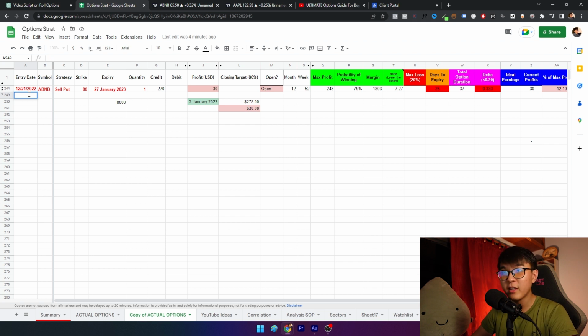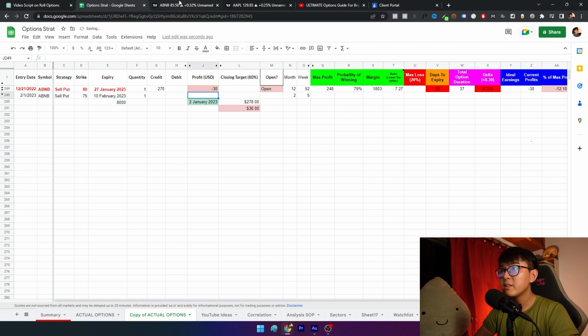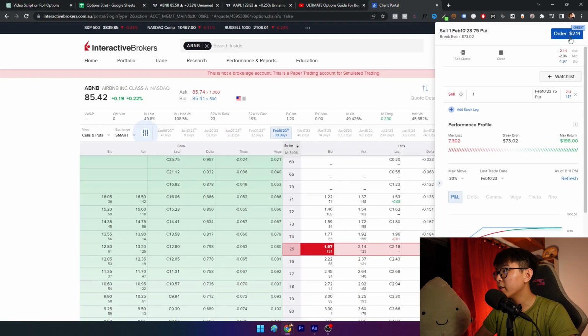How I will input this into my trading log would be to first input the date. Today's date is the 2nd January. Put in the symbol that I'm trading, the strategy that I'm trading on, and the strike price. The expiry date will be the 10th of February. Quantity, choose 1.